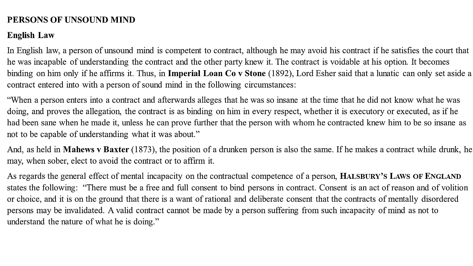Thus, in Imperial Loan Company versus Stone, Lord Esher said that a lunatic, and we must notice that now such a person is known as mentally disordered, can only set aside a contract entered into with a person of sound mind in the following circumstances. When a person enters into a contract and afterwards alleges that he was so insane at the time that he did not know what he was doing and proves the allegation, the contract is as binding on him in every respect, whether it is executory or executed, as if he had been sane when he made it, unless he can prove further that the person with whom he contracted knew him to be so insane as not to be capable of understanding what it was about.